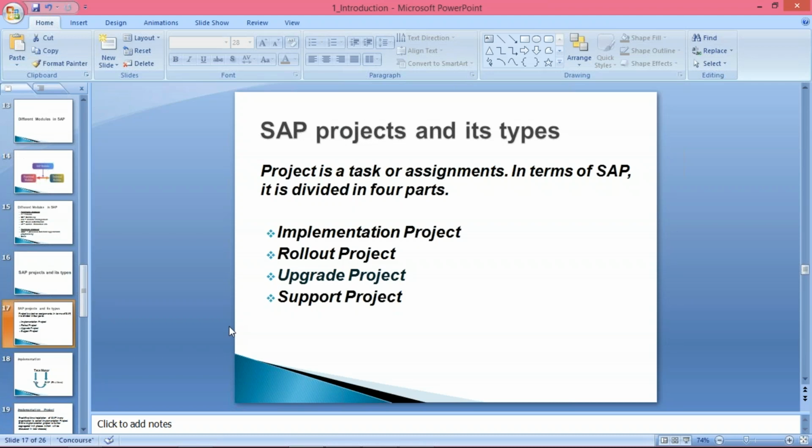The nature of the project is an implementation project, or it could be a rollout, or it could be an upgrade, or it could be support. These are the 4 major types of projects. So we need to understand what an implementation project is, what a rollout project means, what an upgrade project means, what a support project means, and what kind of activity we are going to perform.